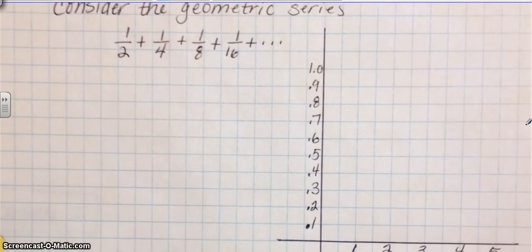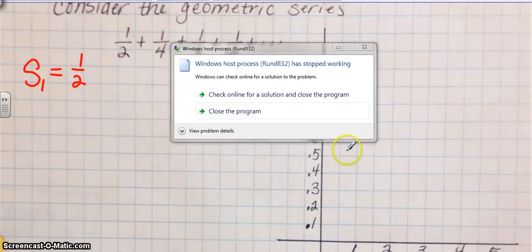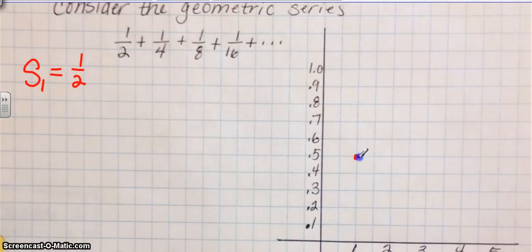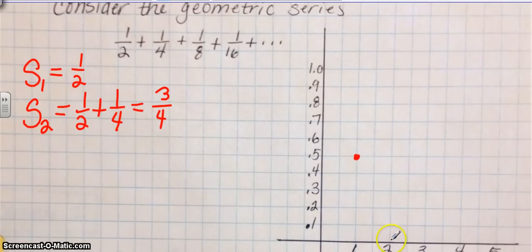When I do my infinite geometric series, I want to think about the sums. My first sum, the big S represents a sum, is 1/2. So if I graph this 1/2, I am going to be right here. Then my second sum is 1/2 plus 1/4, which gives me 3/4. So at 2, I'm at 3/4, which is 0.75.